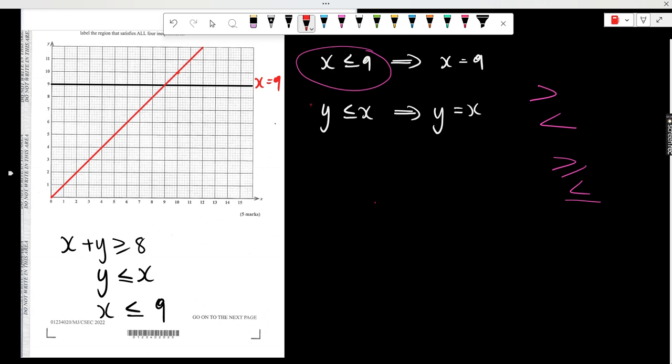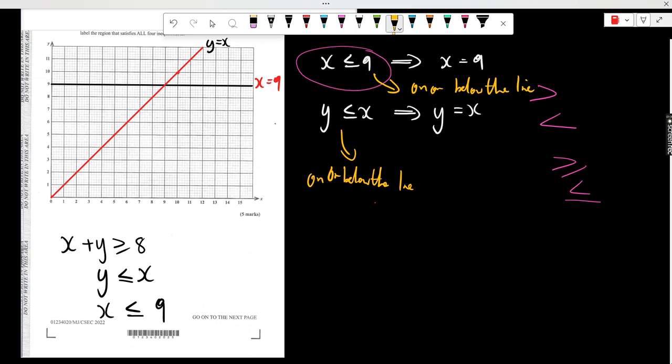Right? So this is the line y equals x. And because I'm interested in y is less than or equal to x, that is going to be below the line, so on or below the line. For x is less than or equal to 9, similarly, this is going to be on or below the line.